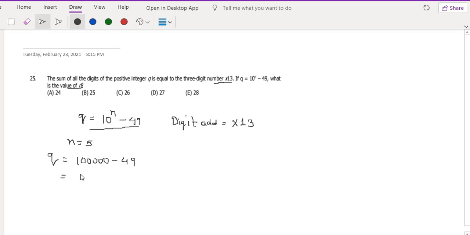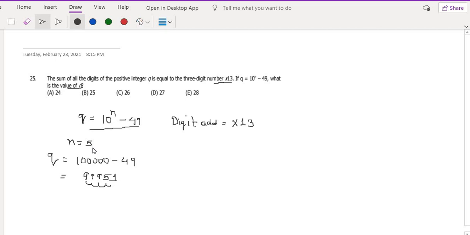So you will get 4 nines and 51. This is what you will get. So this will give you 51 and then 999. I think one 9 will be less there. It's not going to be 9 lakh, it's going to be 99,000. So now what is going on? Now if you add the digits of this number, you see 3 times 9 and a 6.